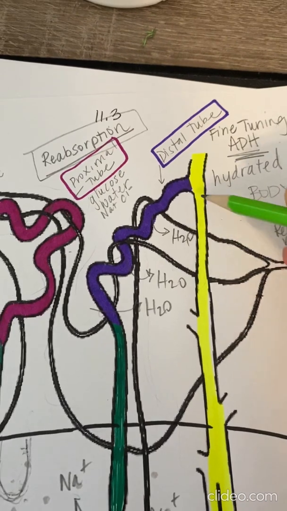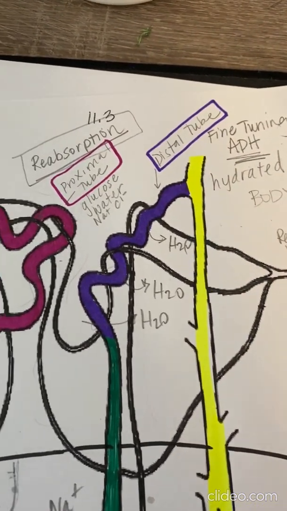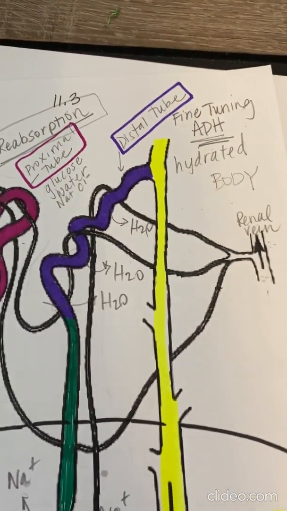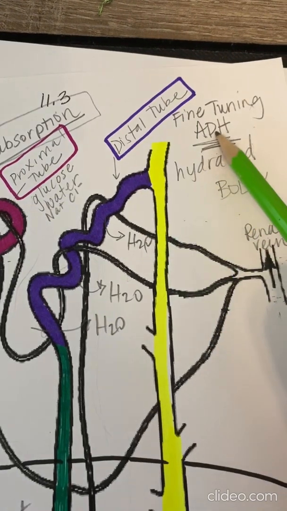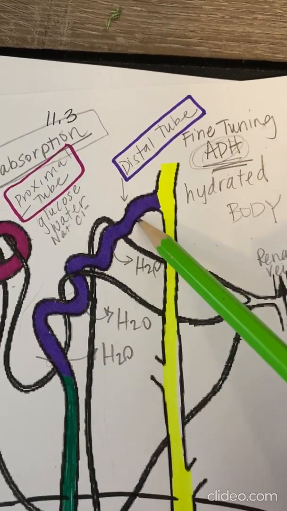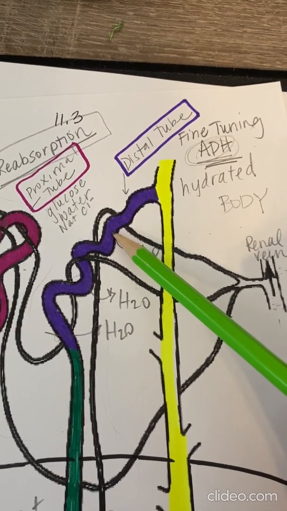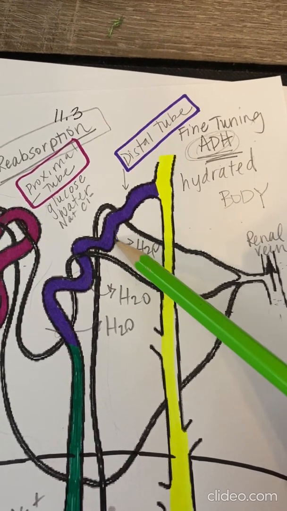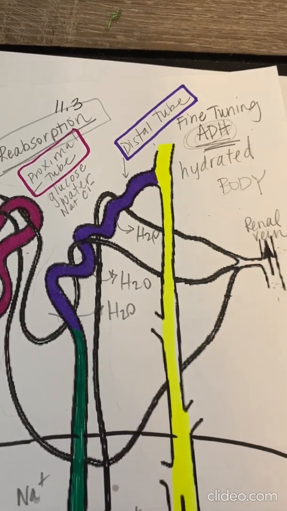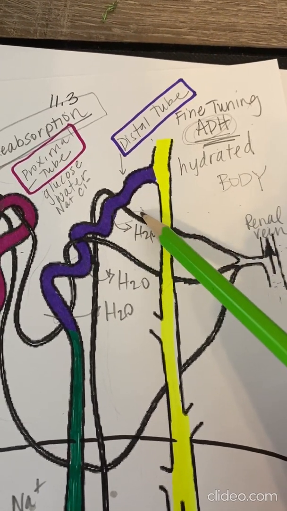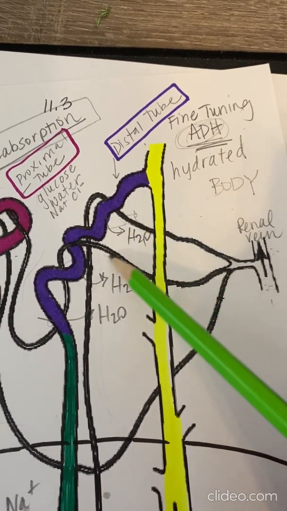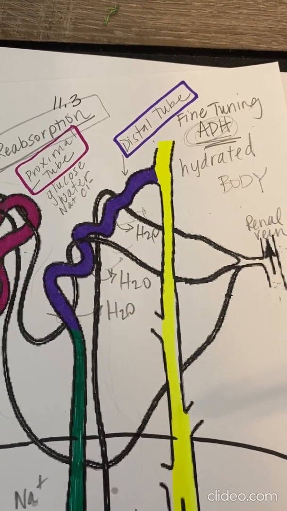Remember, everything we lose is being kept in the body. So your brain will literally make this hormone ADH. And when ADH is present, your body's like, yo, we're dehydrated. We cannot afford to lose water. And the distal tube is like, all right, I got you. Let me get rid of more water and put it back into the blood.